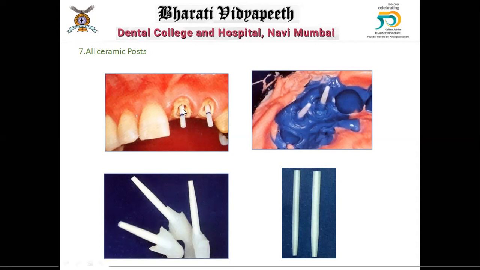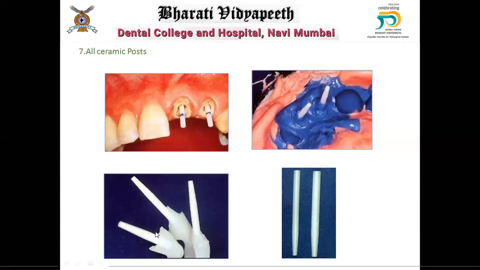So once the post is prepared, the post is cemented inside. The ceramic posts are cemented using resin cement. As I told you earlier, it cannot be cemented using glass ionomer cement or zinc phosphate cement like the metal post. Ceramic post has to be cemented using resin cement.